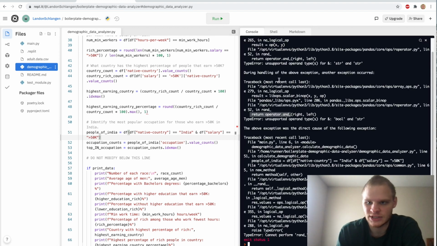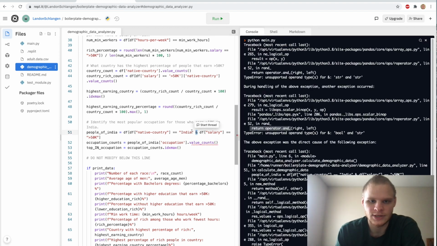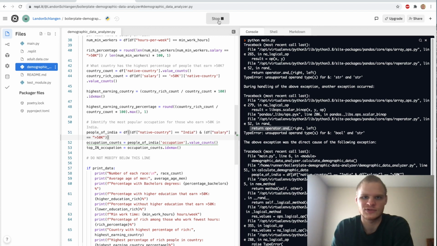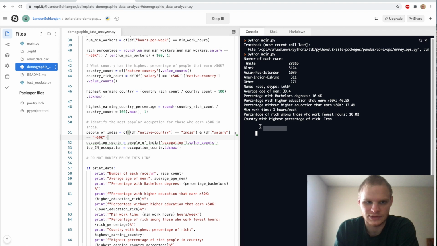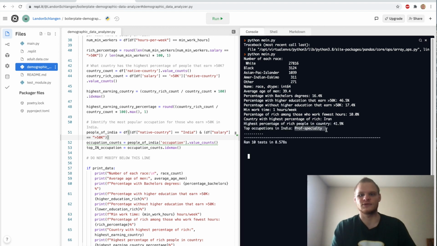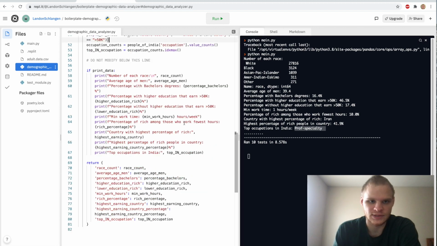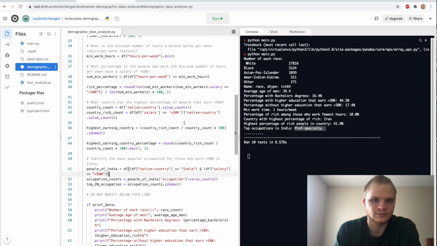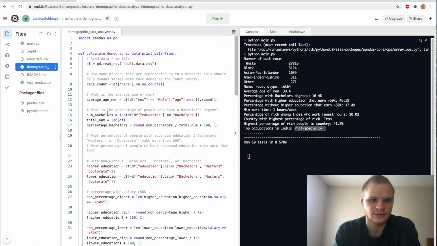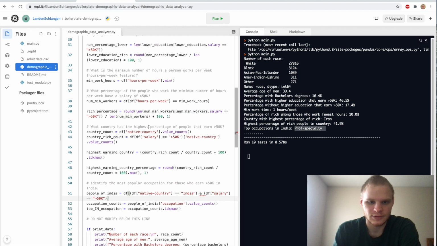And I get an error because I use this and thing. Oh, I think I need to put parentheses around each of these. I think that's the problem. Now let's try running it. Okay, it didn't show up. Oh, never mind, it did. And we get the same thing. Prof speciality. All right, so that's cool. And we're done, I guess. So this is a cool project for working with pandas and using it to basically query the data out of a CSV file. And yeah, pretty neat.